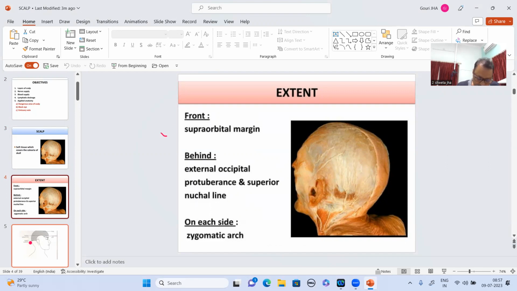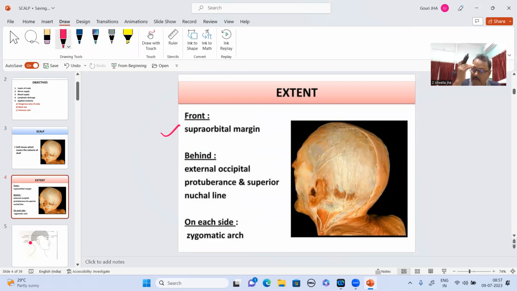supraorbital margin. In front, this is the supraorbital margin, which is the lower or frontal limit of the scalp. Then it goes posteriorly up to the external occipital protuberance and the superior nuchal line. And on either side, it is the zygomatic arch.